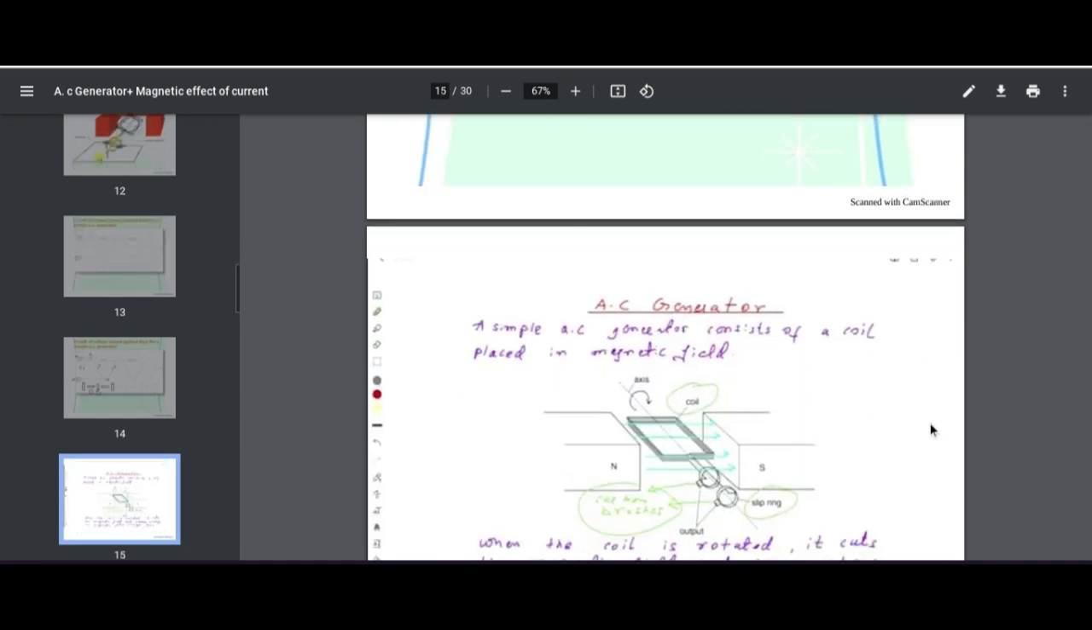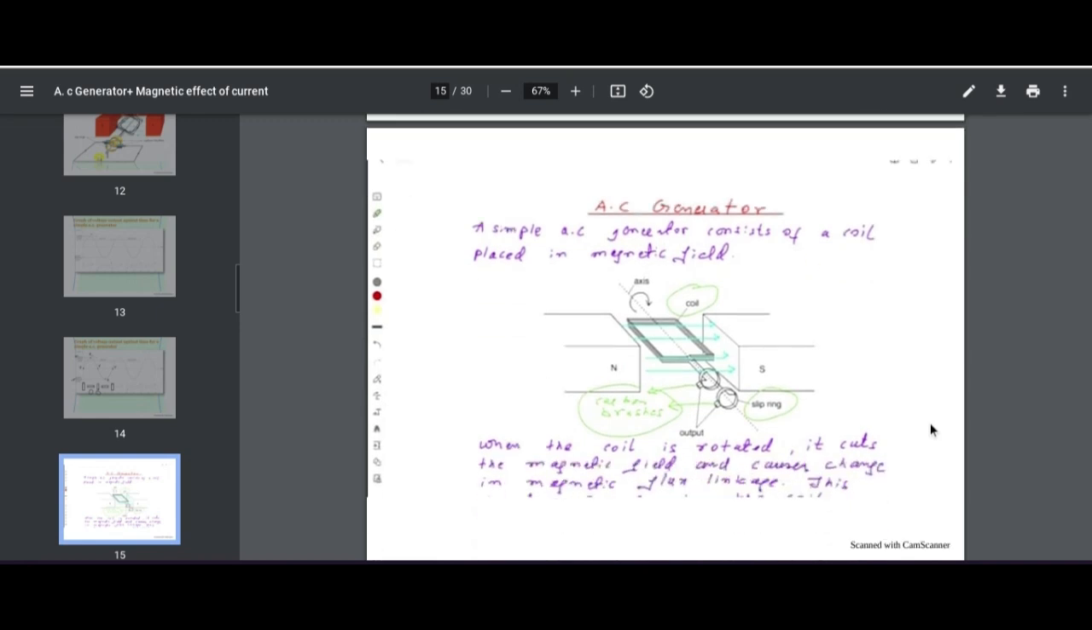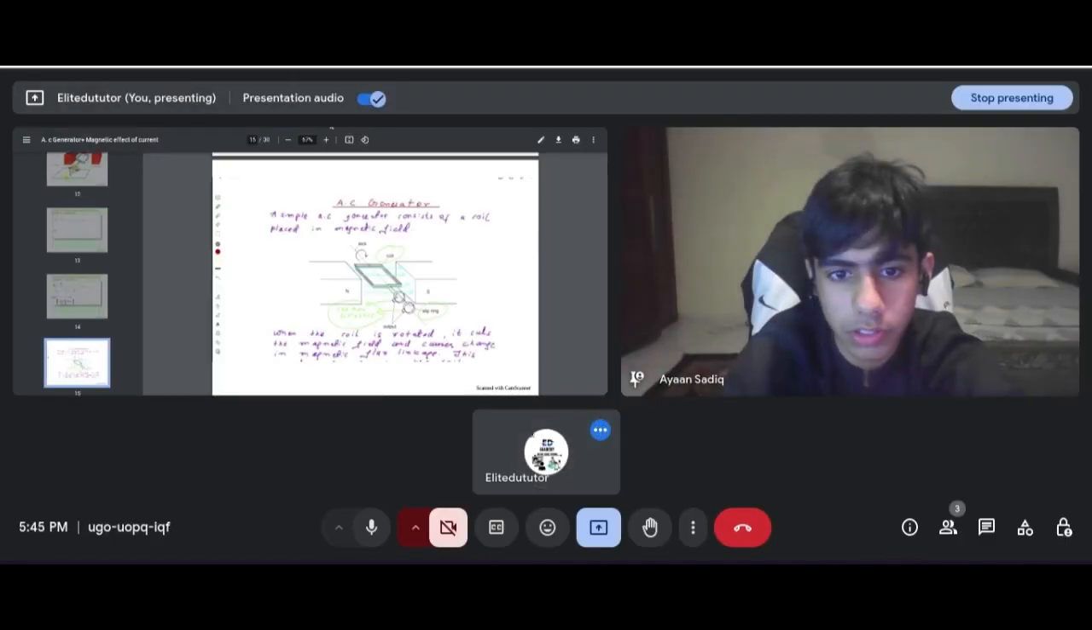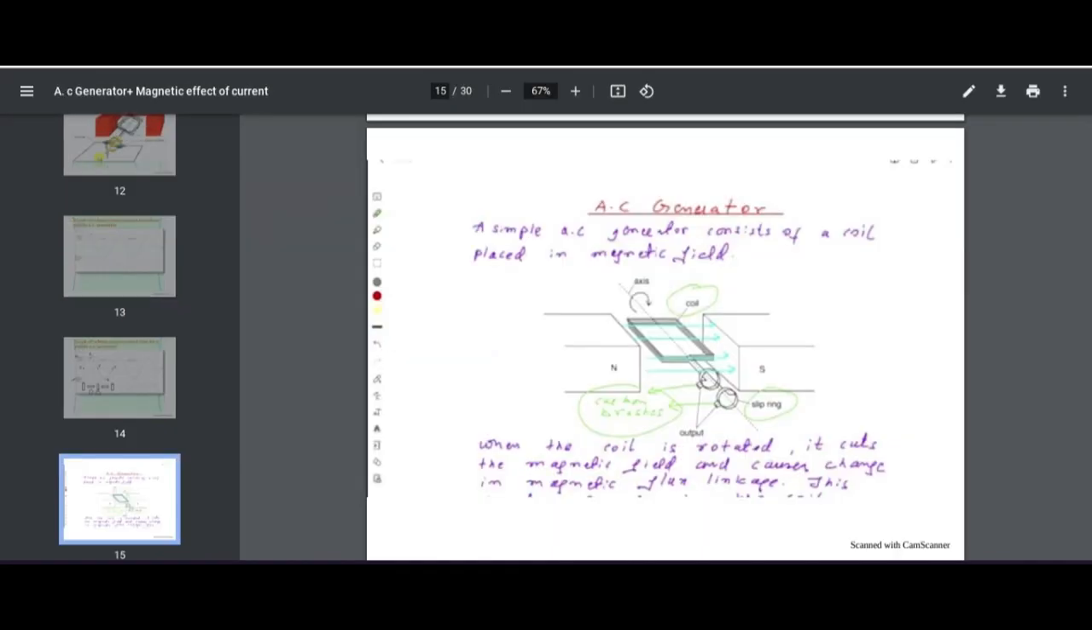A simple AC generator consists of a coil placed in a magnetic field. Now this is a coil, magnetic field, slip rings and the carbon brushes. When the coil is rotated, it cuts the magnetic field and causes a change in magnetic flux. What does it mean by magnetic flux? The magnetic flux is the imaginary lines of the magnetic field, the direction of the magnetic field.